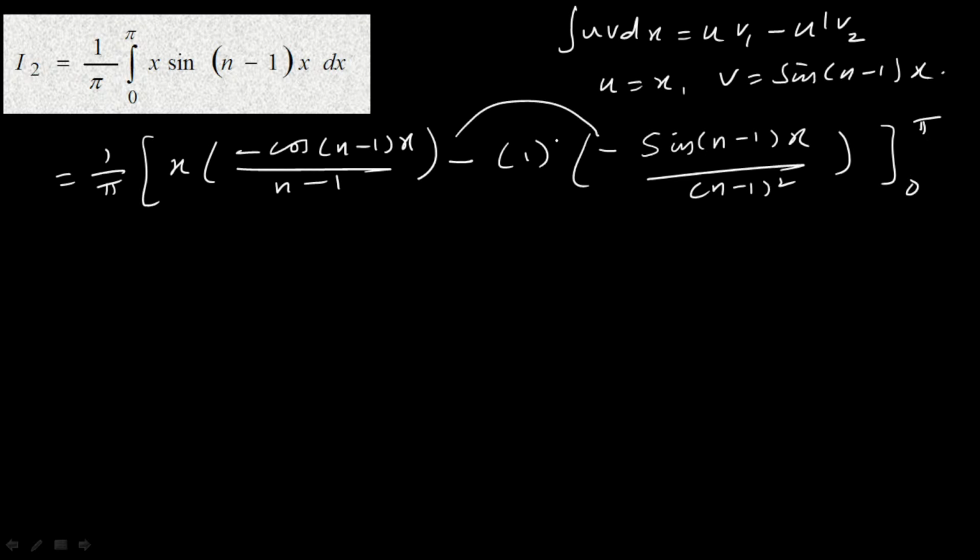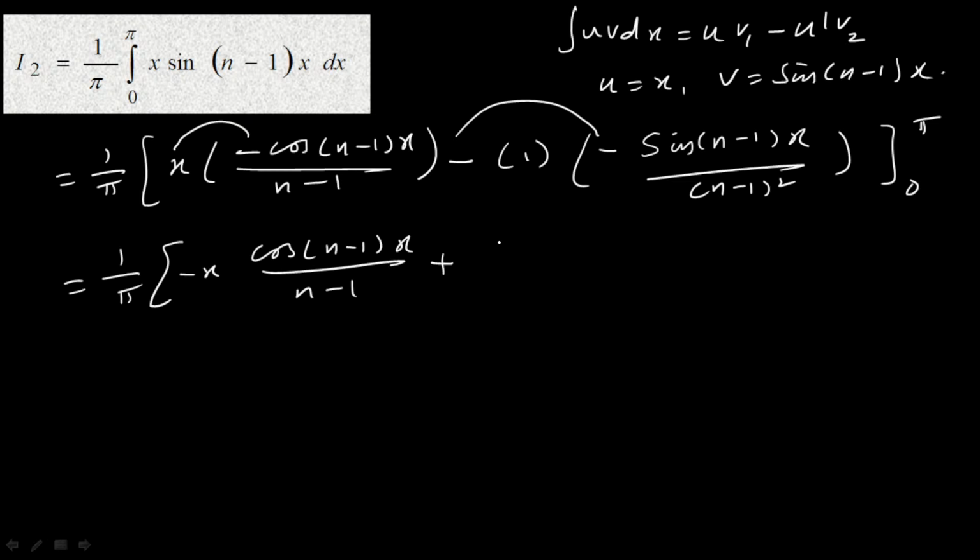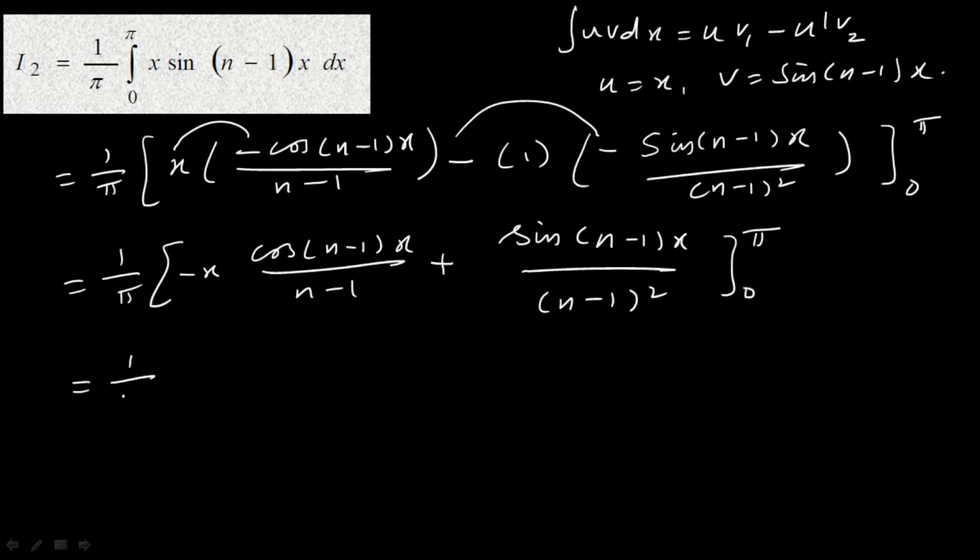Let me simplify. So you take this minus to the front, that is 1 by pi minus x cos of n minus 1x divided by n minus 1 plus sine of n minus 1x divided by n minus 1 the whole square with the limit from 0 to pi. That is equal to 1 by pi. Let me substitute the upper limit first. Before that, bracket is must, as I told you already. First bracket is for upper limit minus the lower limit.